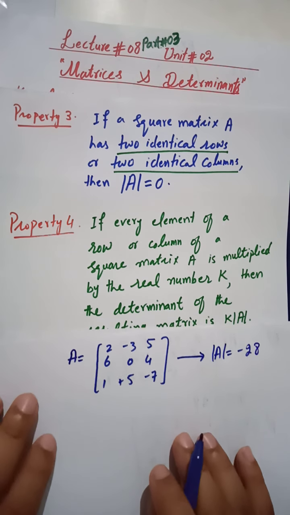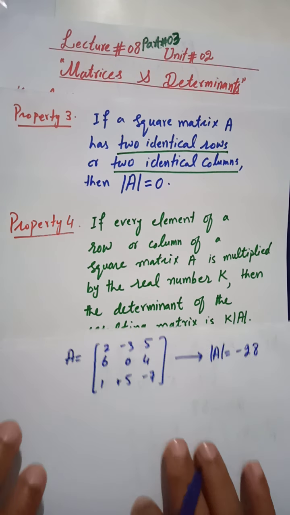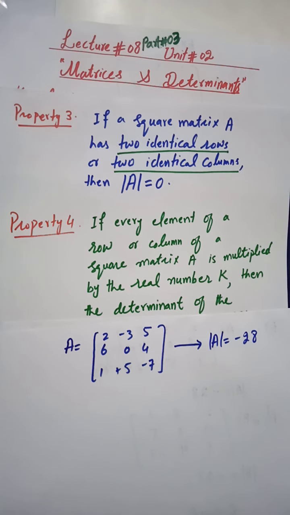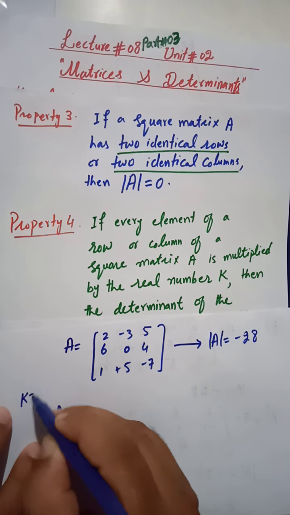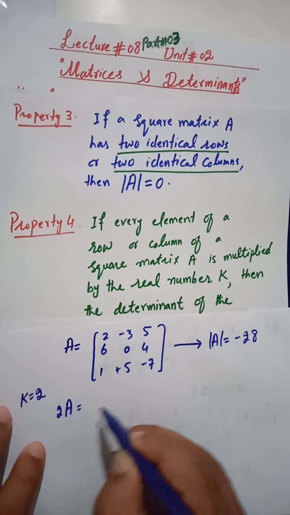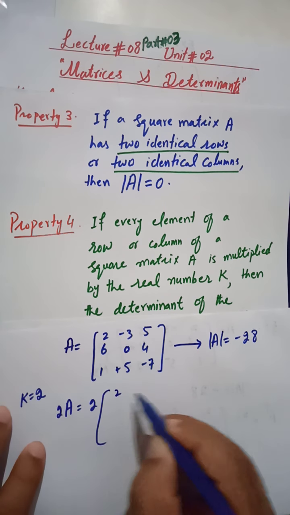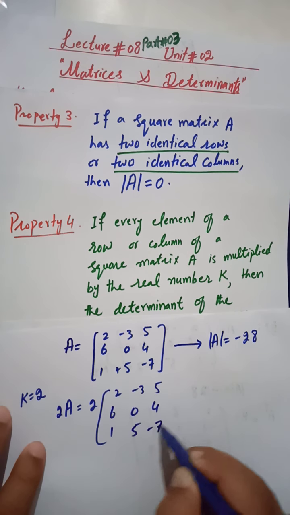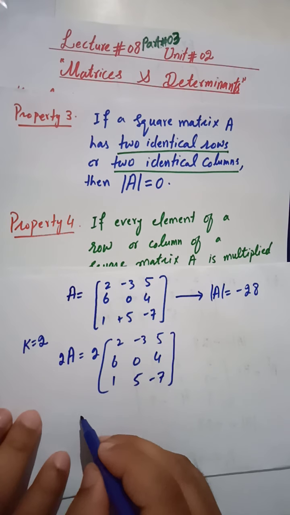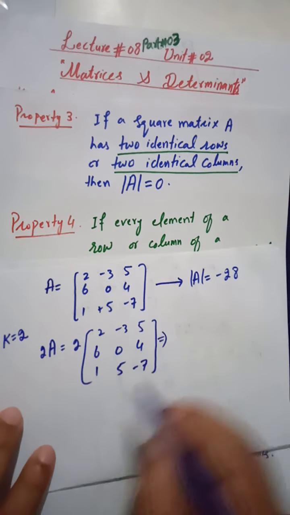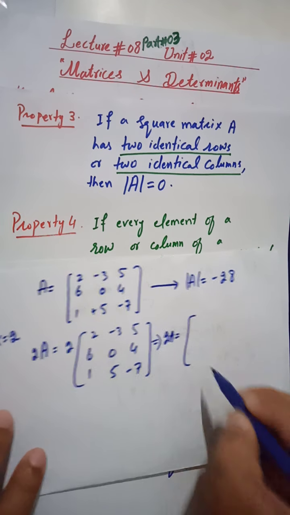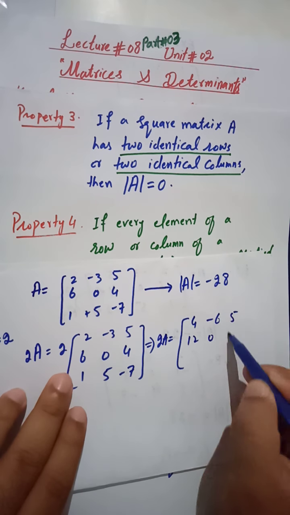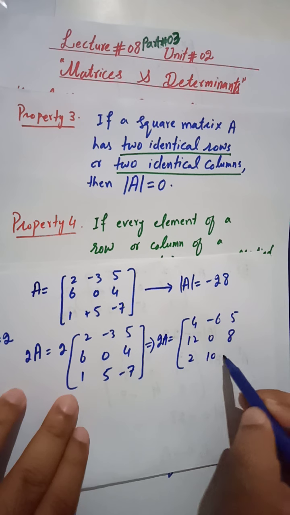Now if I multiply some scalar number with this matrix, let's say I am multiplying k equal to 2, so this will be 2A, and 2 will be multiplied with this matrix. According to the scalar multiplication of matrices, this 2 will be multiplied with each element of the matrix. So that will be 4 minus 6 5, 12 0 8, 2 10 minus 14.